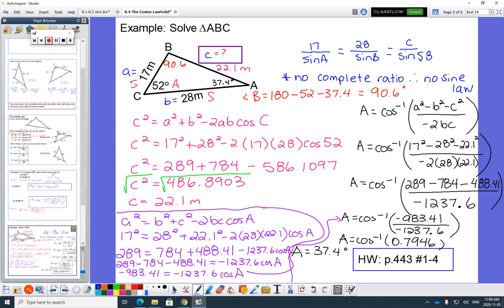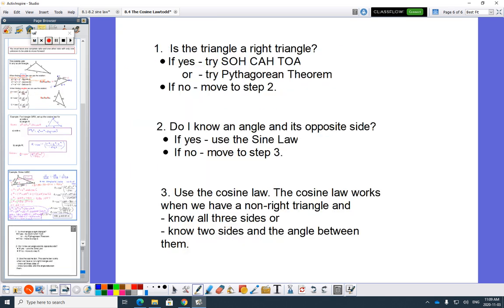Okay, so you have to look, is it a right angle triangle? Yes, then you can use SOHCAHTOA. You can use Pythagorean theorem if you know two sides and you're looking for one. If it's not a right angle, then can you fill in a ratio? So try the sine law first. Do you know an angle and its side? If you don't, then you have to use cosine law. So if you have all three sides or an interior angle, the angle between two sides, then you have to do side angle side, okay?